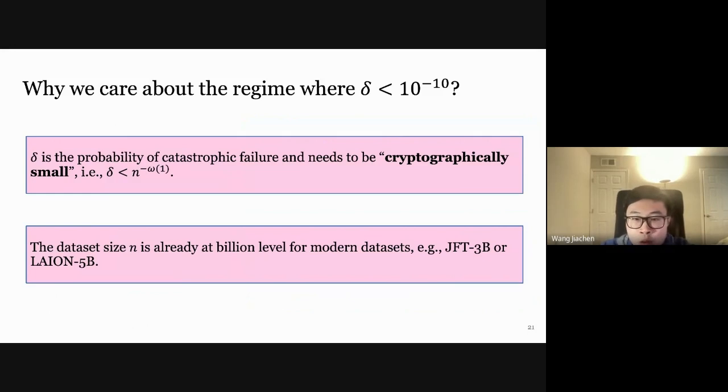Before we talk about our approach to tackle the question, we want to first emphasize the importance of developing privacy accounting techniques that can work for very small delta values. First of all, delta is interpreted as an upper bound on the probability of catastrophic failure, for example, the entire dataset being published. So it needs to be cryptographically small, like 10 to the negative 50. And even if we follow the common but questionable rule of thumb of 1 over n, the dataset size, this n itself is already at the billion level for modern datasets.